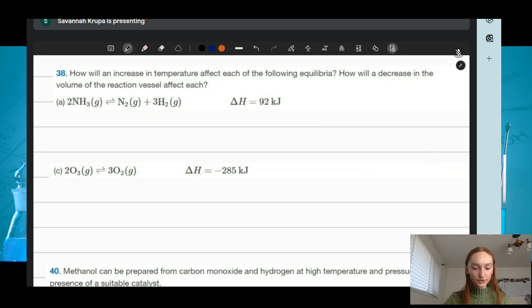Okay, so this one is 38. It says, how will an increase in temperature affect each of the following equilibria? How will a decrease in the volume of the reaction vessel affect each? So for the first one, we have 2NH3, and it has two products, nitrogen gas and hydrogen gas, and there is a positive enthalpy going on. And for problem C, we have one reactant and one product, and it's negative in its enthalpy, meaning that it's going to be releasing the energy and lowering its state. So it's more preferable.